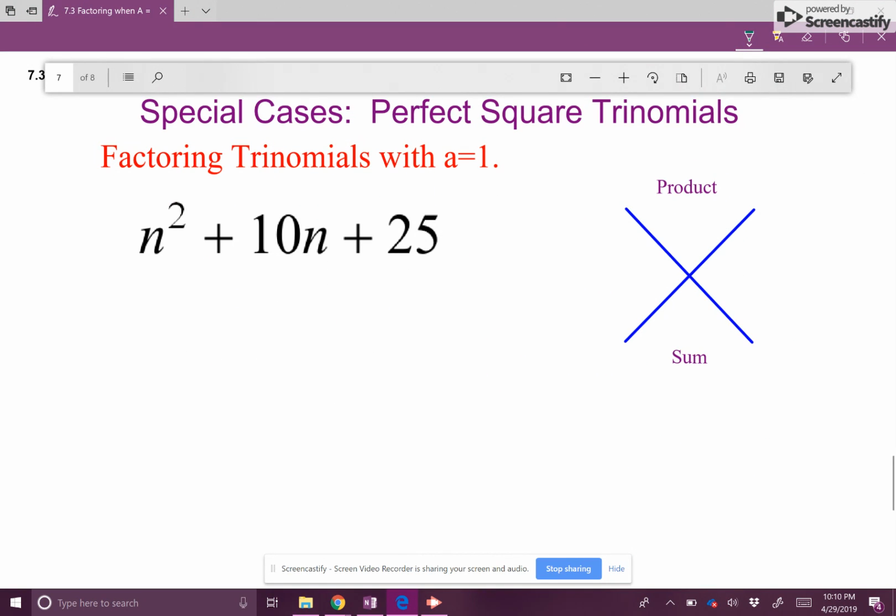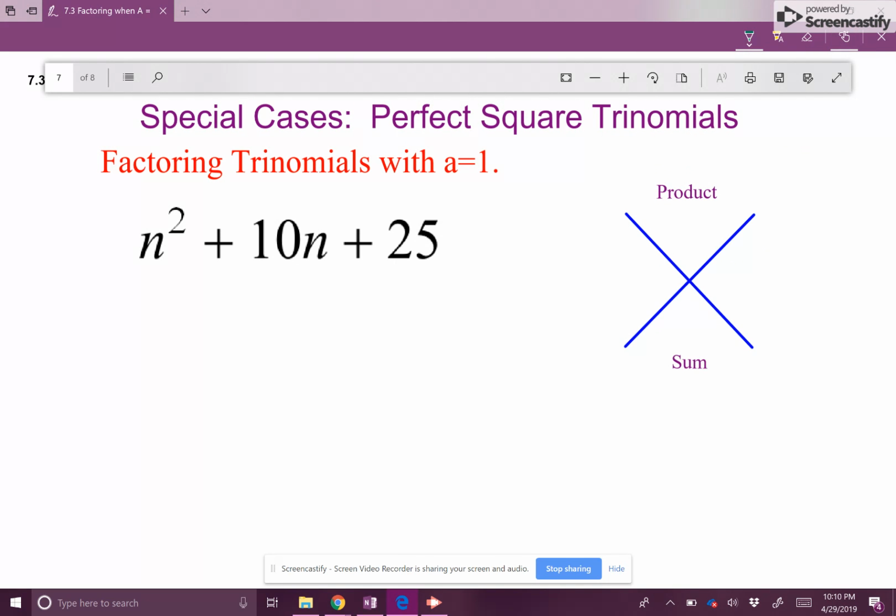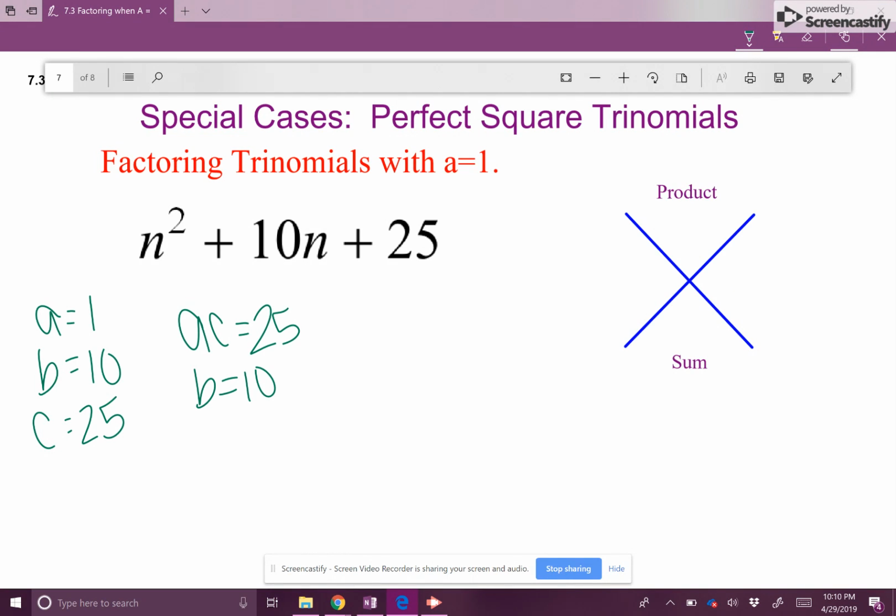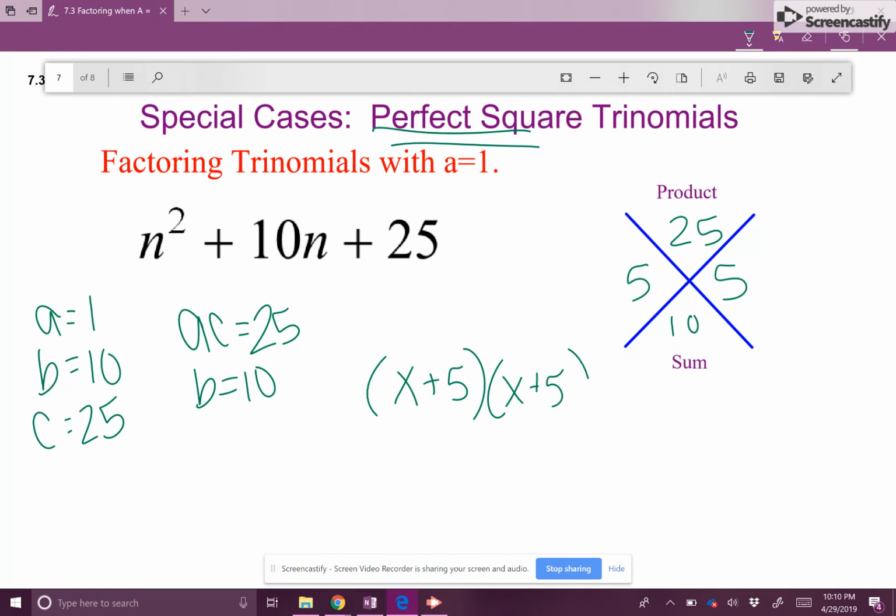Let's try one more perfect square trinomial. Again, identifying our a, b, and c. We know that a is equal to 1, b is equal to 10, and c is equal to 25. We're looking for numbers that multiply to make ac, which would be 25, and add together to make b, which is 10. We know since this is a perfect square trinomial that these two factors have to be the same. x plus 5 times x plus 5 to make x plus 5 squared.